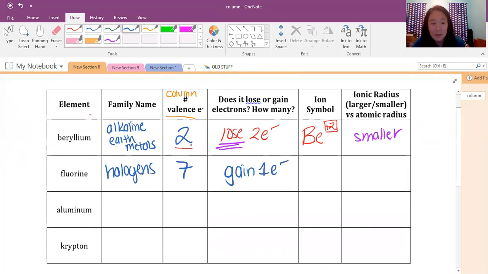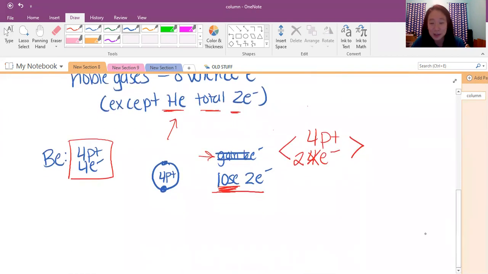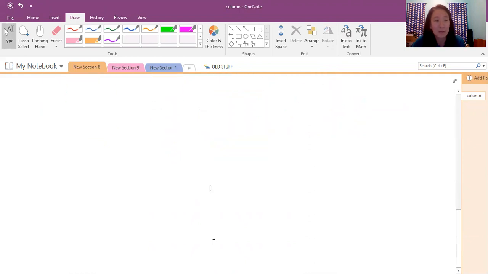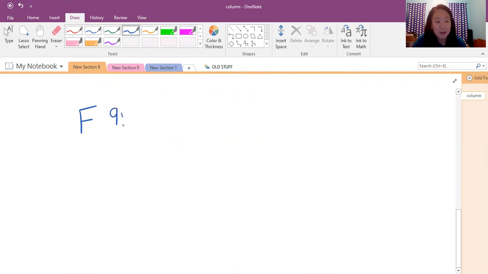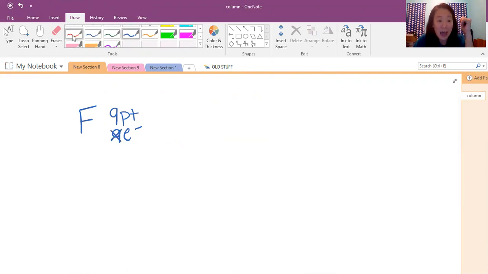Okay, so now let's think about what we are going to write in the corner right here. This is where people mess up, this corner number. So if we were to do some scratch work, because scratch work can be helpful here, fluorine has 9 protons and 9 electrons. It had 7 valence electrons, so we gained 1 to get to 8. That means that instead of 9 electrons, we actually have 10.